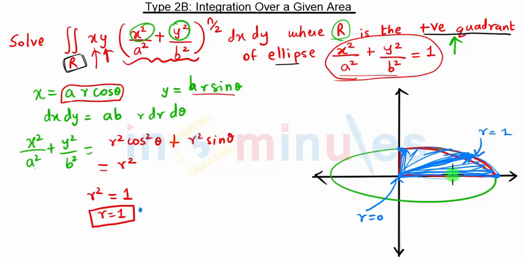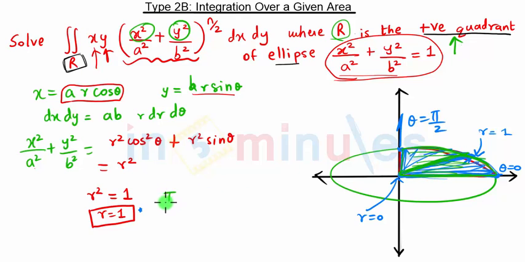What is theta here? Theta here is 0, and here theta is pi by 2. So we are rotating this strip from theta equal to 0 to theta equal to pi by 2, so that we cover this entire region.